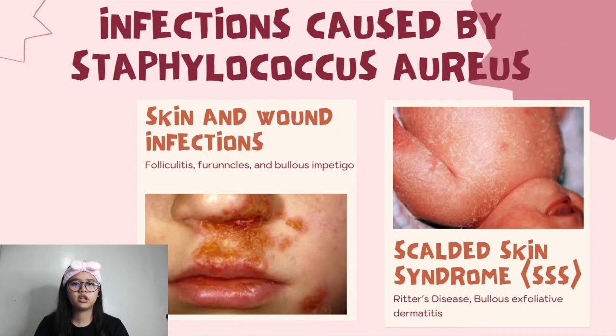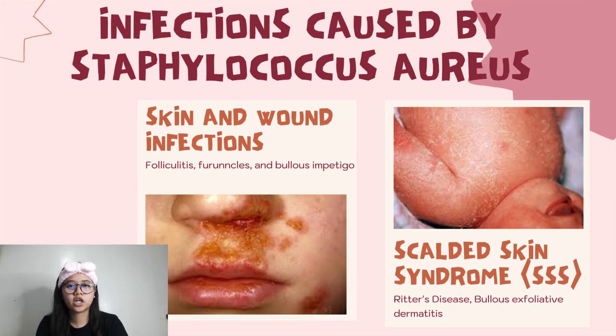Staphylococcus aureus can cause skin and wound infections. This includes folliculitis, which is an inflammation of the follicles or oil glands, furuncles or boils, which is an extension of the folliculitis but with large raised superficial abscesses, and it also can cause bullous impetigo, which are larger pustules surrounded by a small zone of erythema. These infections only occur when a person has previous skin injuries such as cuts, burns, and surgical incisions.